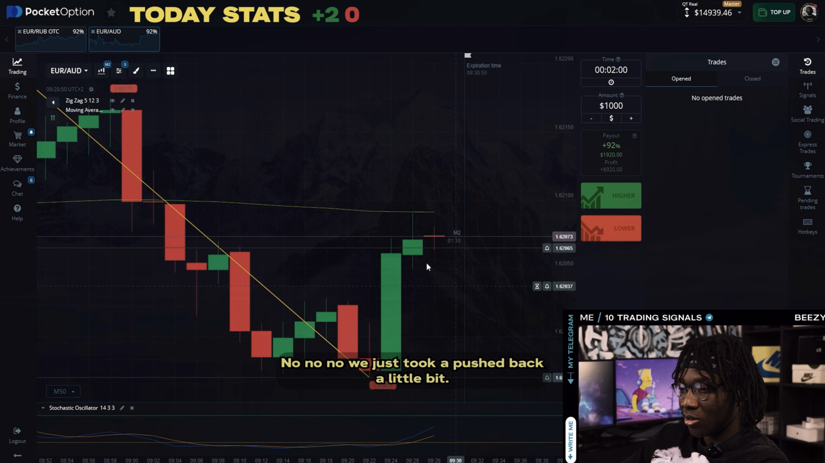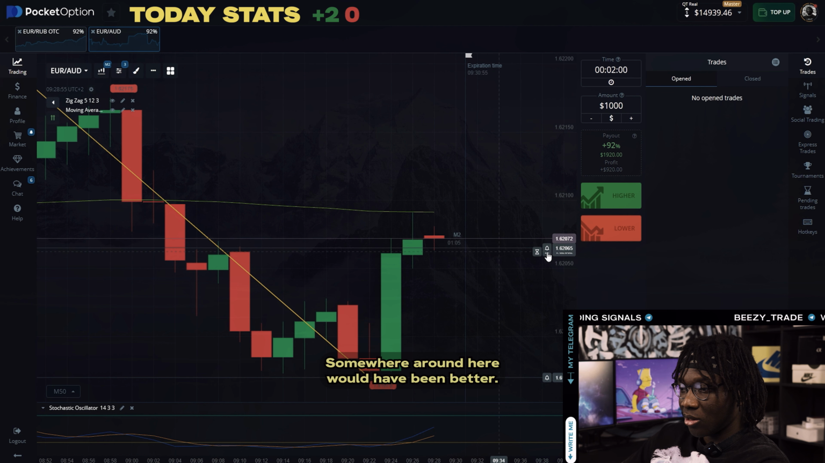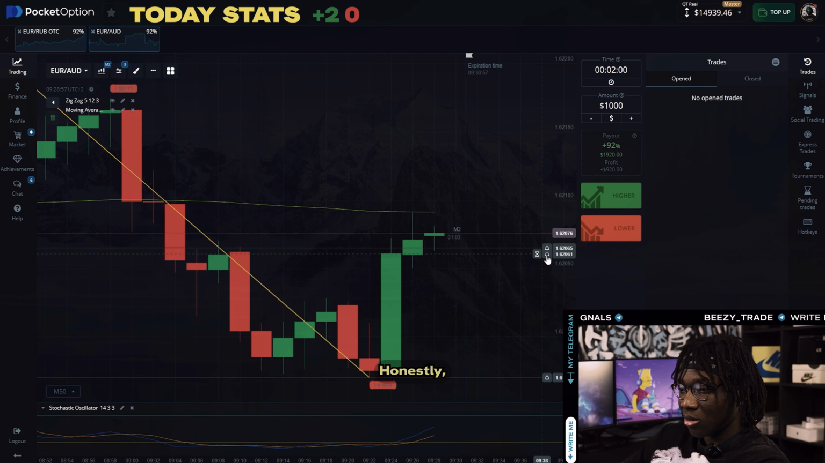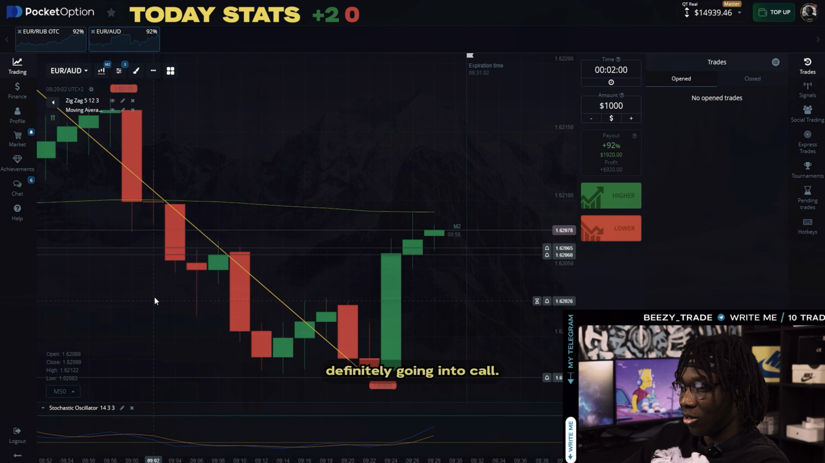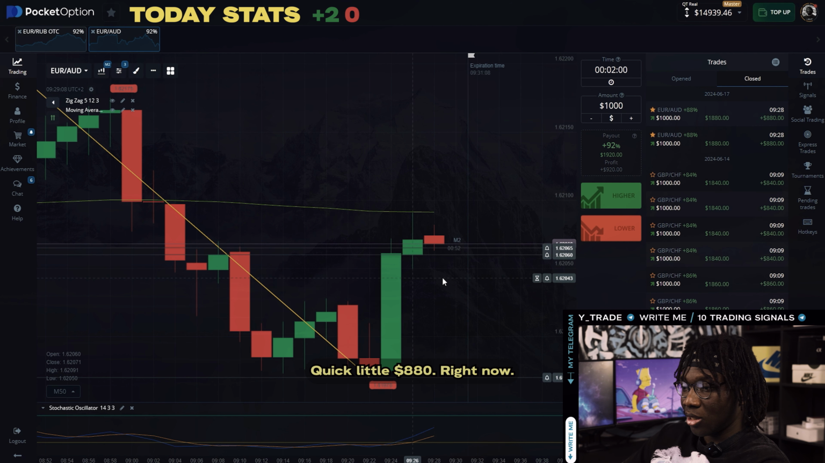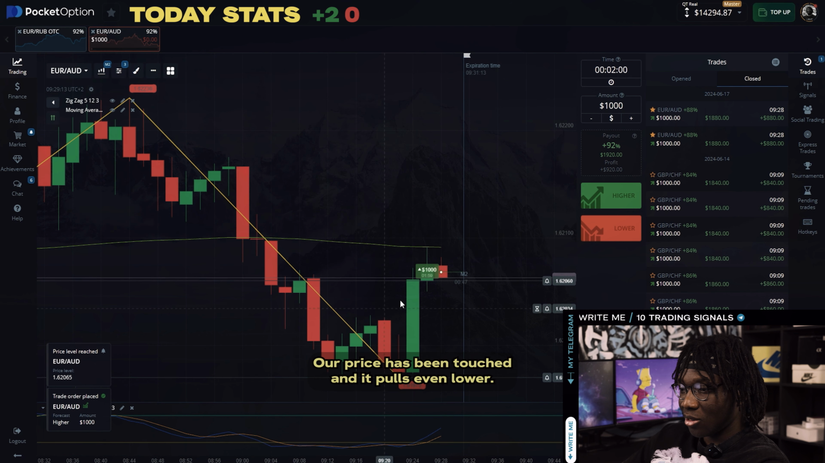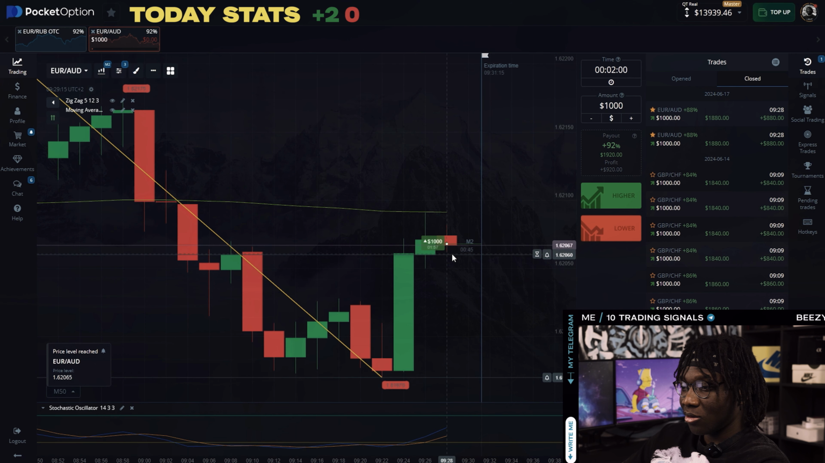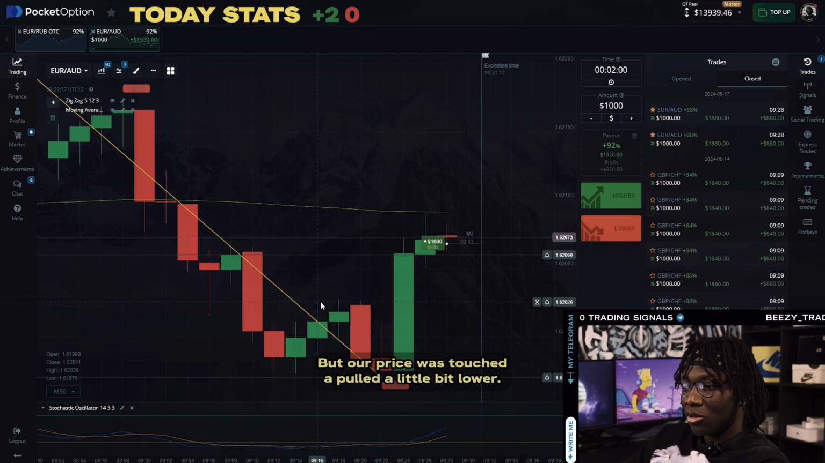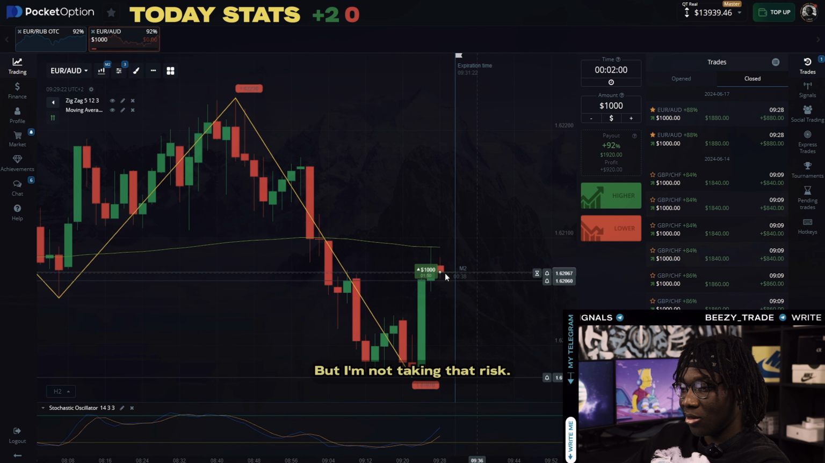No. We do see it push back a little bit. We should have entered earlier, somewhere around here. That would have been better, honestly. If the price got to this point right here, definitely going into a call. So we're able to take profit on the first 2 trades, a quick little $880. Right now, I think it might be time for us to enter into a call. Our price has been touched, and it pulls even lower. It pulled a little bit lower, but I'm not taking that risk.